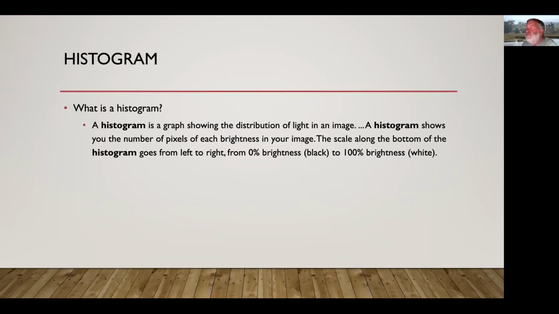So the histogram is something that measures the distribution of the light in an image. It shows the number of pixels at each brightness level of your image. The number of pixels is shown vertically, and from left to right you're showing the distribution of that light from black at 0% brightness to white at 100% brightness. By the way, if you eliminate that 0, you're back to your zone system. And that's one way of keeping it in mind.